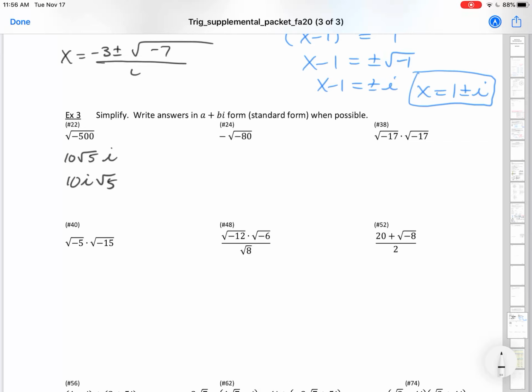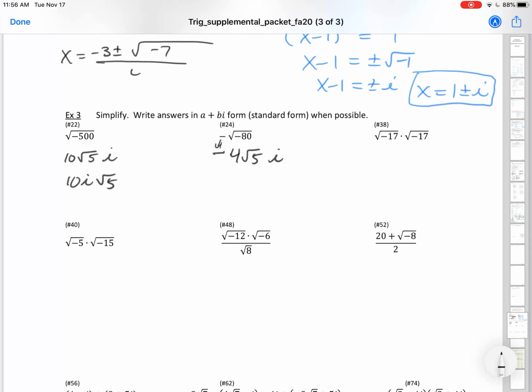How about negative root 80? 80 is 16 times 5. So here's the negative from out there, right? That's just the negative going through. And there's a 4 that's going to come out, a 5 that's going to stay underneath, and an i that needs to be there. So negative 4 root 5 i.